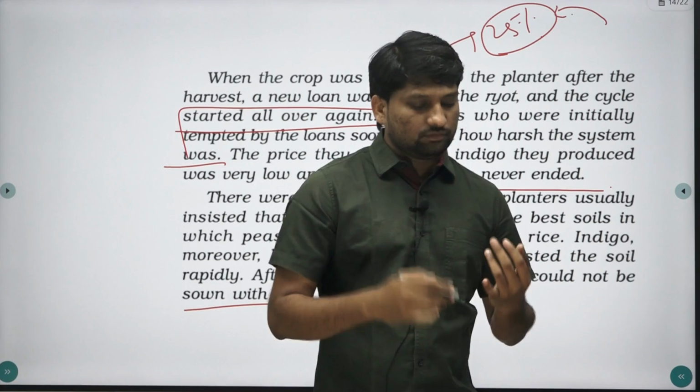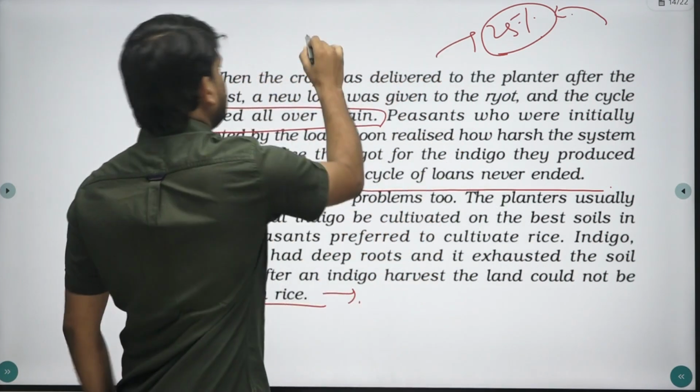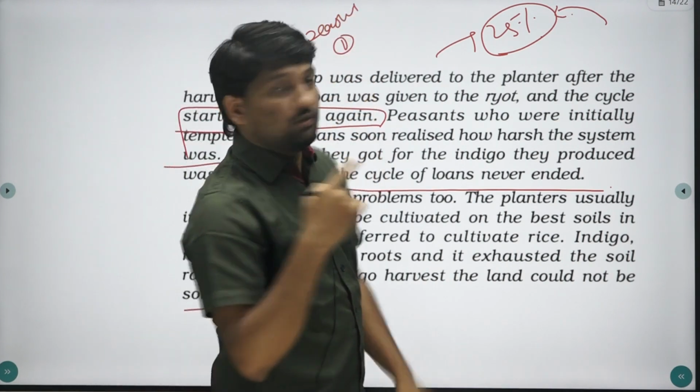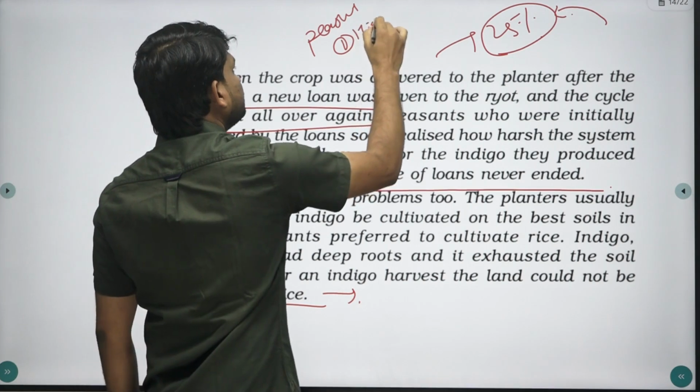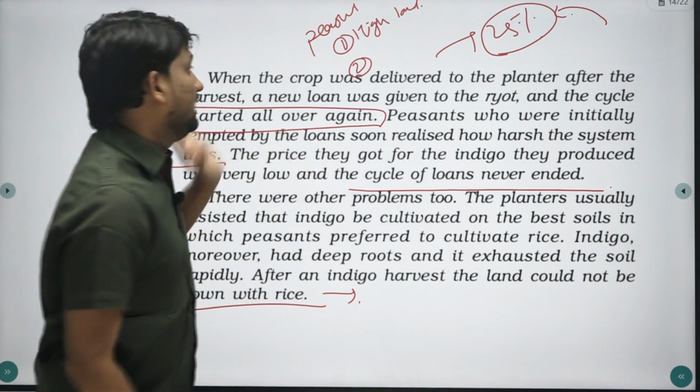If you see, under this British system, the most exploited class was the peasants or cultivators. We have just seen in the last lecture that the first problem was high land revenue. And now we have seen the second problem: they don't have any choice.